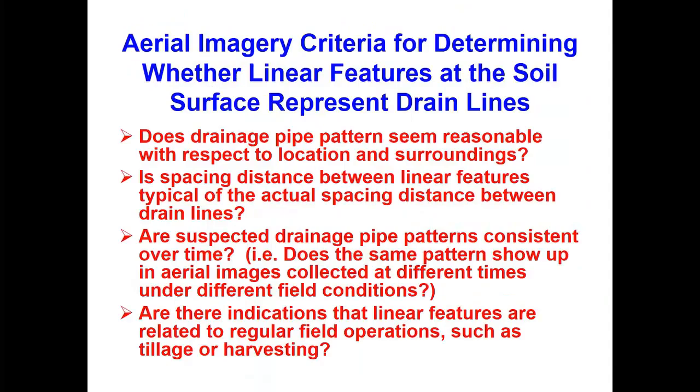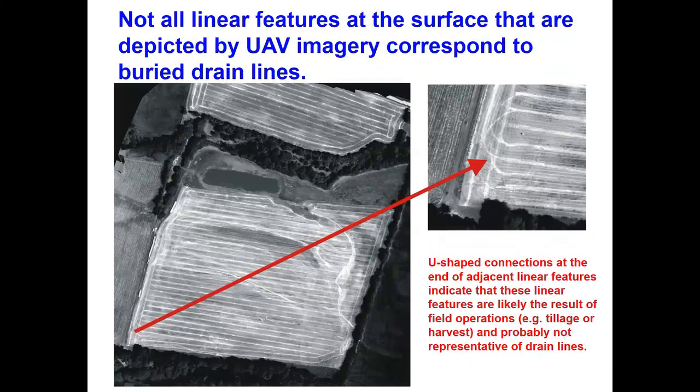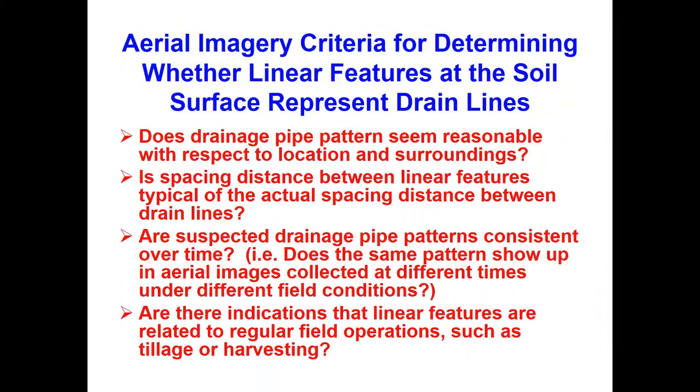Not all linear features that you see are going to be drainage pipes. You have to be careful. Here, if you look at this little area down here, you see a lot of linear features that show up really well, but if you look right down here, you see these turnarounds. So obviously those linear features are a result of field operations.